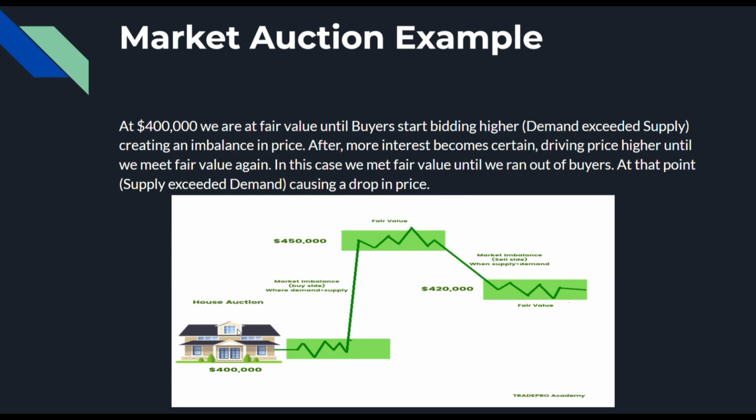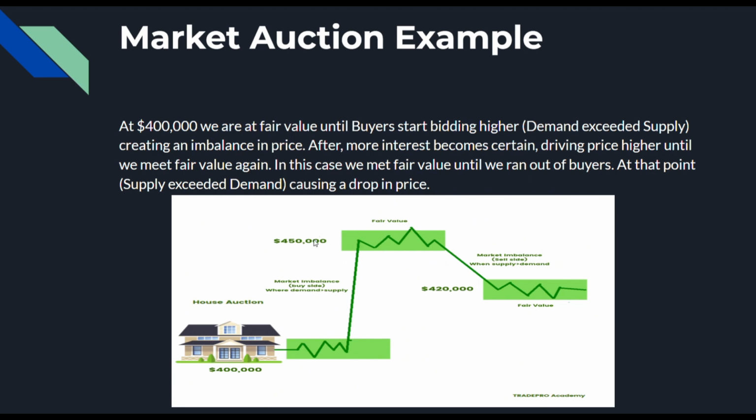So here we have a house at around $400,000. Right here, we have fair value in this green box, and then we create an imbalance. You'll hear it thrown around a lot. Now, this is where demand exceeds supply, right? There's more demand than supply, which automatically drives price up, right? And then eventually at $450,000, we meet fair value again, which a lot of times on the chart you'll see marked in a red box, right?